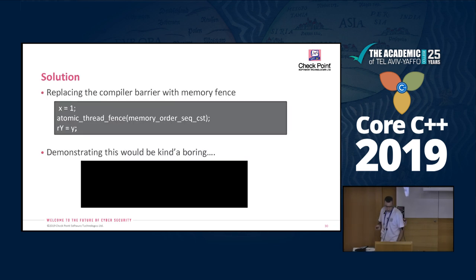But you know how to resolve it. We just place a memory fence between the two operations. Demonstrating this would be kind of boring. That resolved the issue.